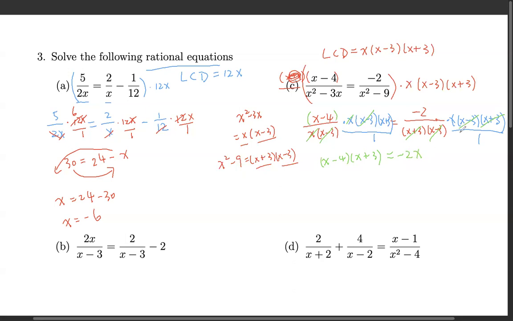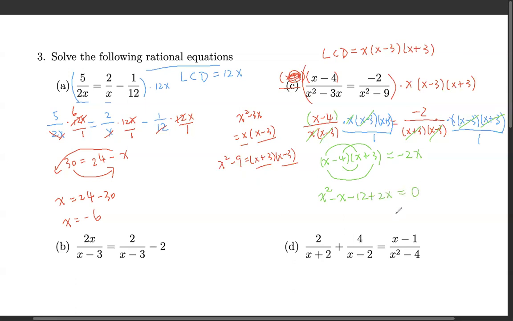Well, forget about the 1. Dividing by 1 doesn't change anything, multiplying by 1 doesn't change anything, so we can ignore them. I multiply this out: x times x is x squared, negative 4 times negative 3, and negative 4x and 3x. So we get x squared, negative 4 plus 3, negative 1, and negative 4 times 3, negative 12. Then move negative 2x to the other side, becoming positive 2x equals 0.